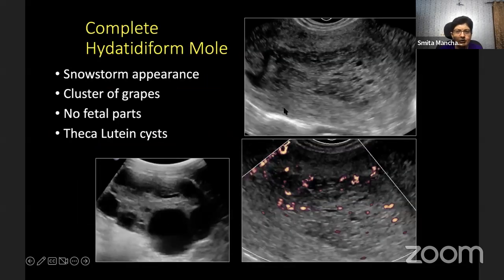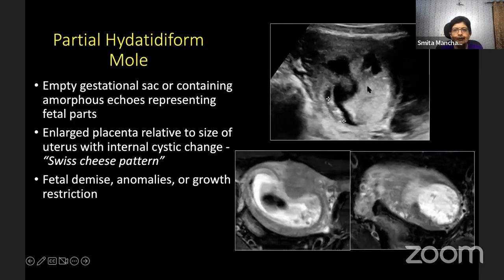So this I'll just rush through. Complete H mole, everybody knows, typical appearance within the cavity, large ovaries, snowstorm appearance within the endometrial cavity. Patient can have hyperemesis or other signs of a very raised beta HCG level, no fetal parts. If you see fetal parts along with that, so some degree of fetal formation seen within some placental tissue, some formation of liquor, and along with that the fetal pole, then it is a partial mole.